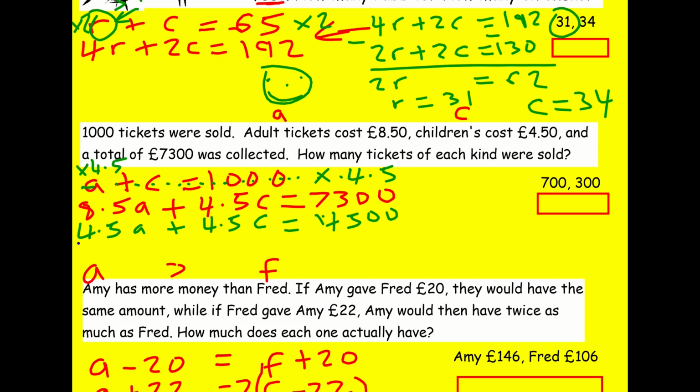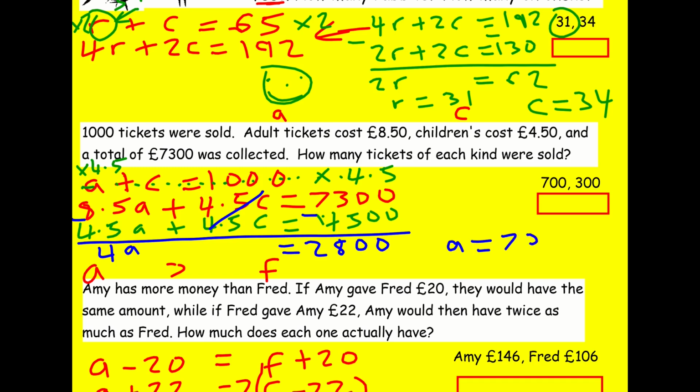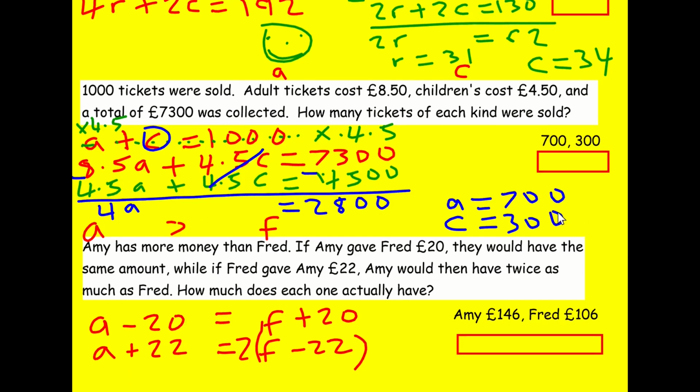And now I've got my simultaneous equations with the same coefficients. They're a nice way around, so I'm going to subtract them. And I'm going to get that 4a, these are going to cancel, equals 2,800. I can divide through by 4. 28 divided by 4 is 7, so 2,800 divided by 4 is 700. And I would then return to this first equation because it is the simplest one. C is going to equal 1,000 minus 700, which is 300, and I've solved my second simultaneous equation.